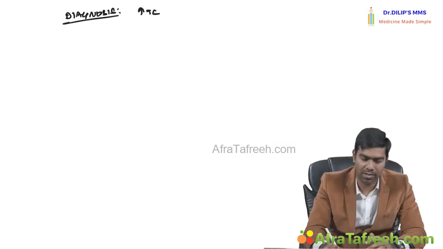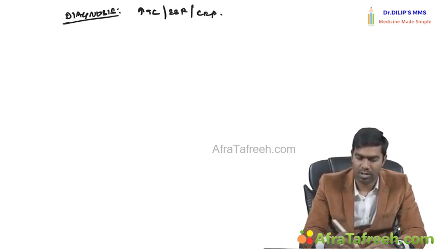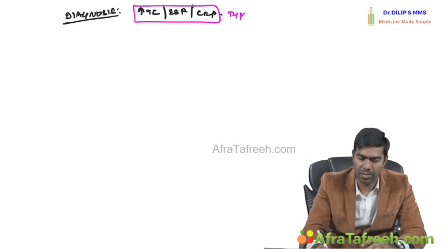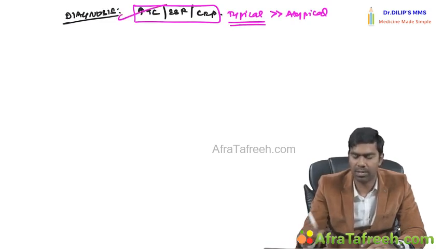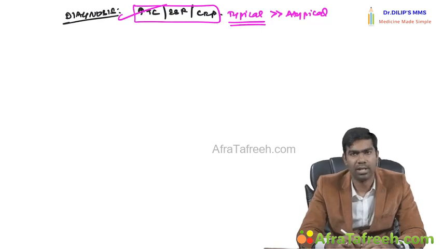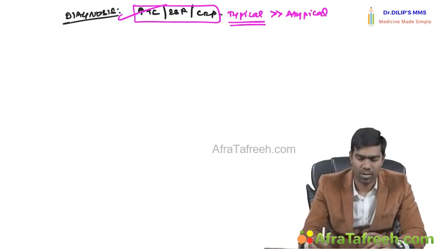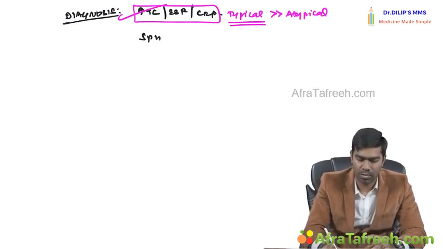Because community acquired pneumonia most of the time can be typical or atypical, if it's typical, many times you might have elevated inflammatory markers, elevated white cell count, elevated ESR, elevated C-reactive protein. But remember, all these things are very pronounced only in a typical pneumonia. They are reliable only in a typical pneumonia, but very rare and much less pronounced in an atypical pneumonia.